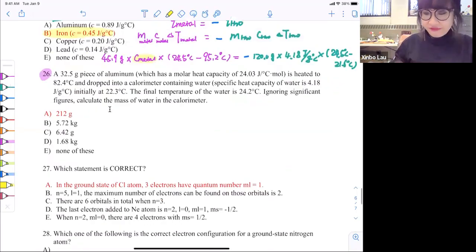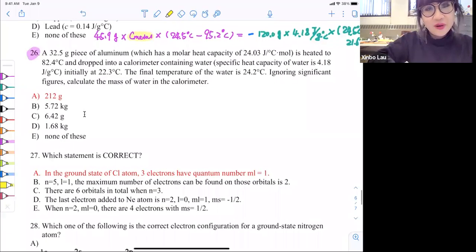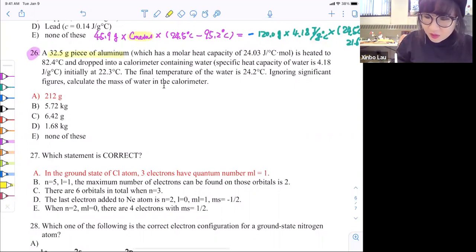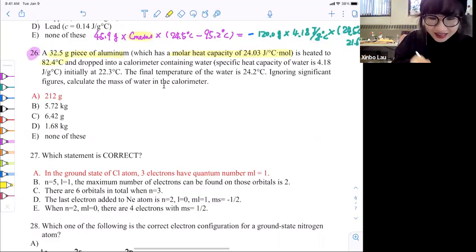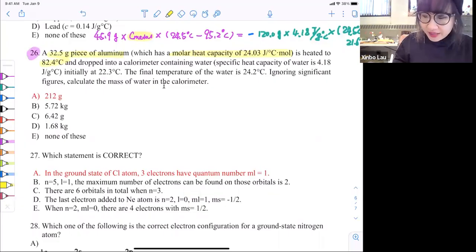Okay, the last question is very similar. Now instead of looking for the specific heat capacity, we're looking for the mass. So that's the difference. Let's look into this question. We're given the mass of the aluminum, and we know the molar heat capacity. Slightly different, so I'm going to look into it with you. The aluminum is heated to 82.4 and dropped into a calorimeter, and the water has an initial temperature and a final temperature. I don't need to say it one more time, right? The final temperature of the aluminum and the water is going to be the same, and we're asking what's the mass of the water inside the calorimeter.